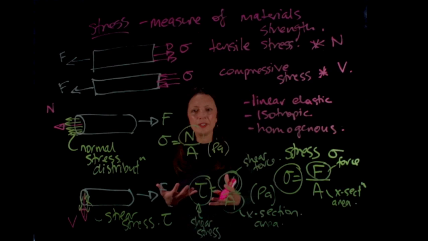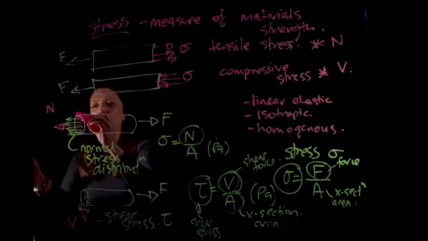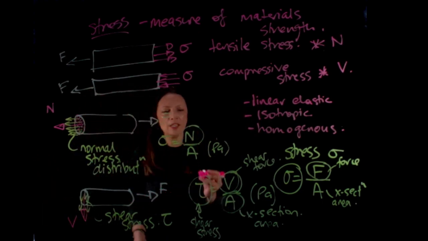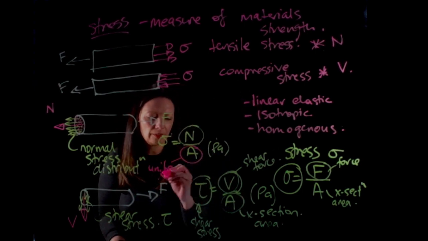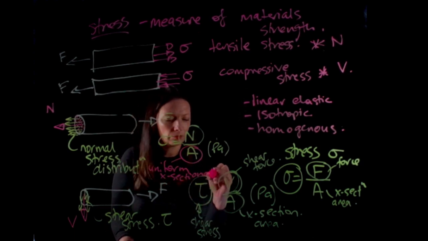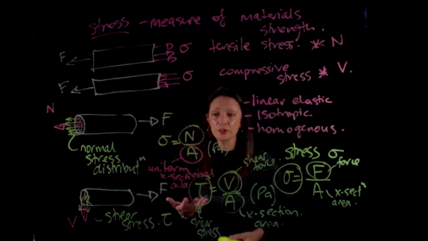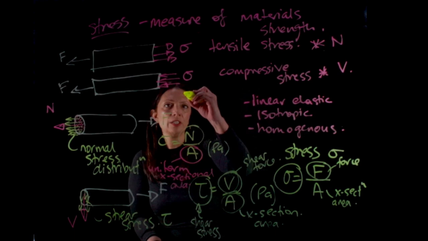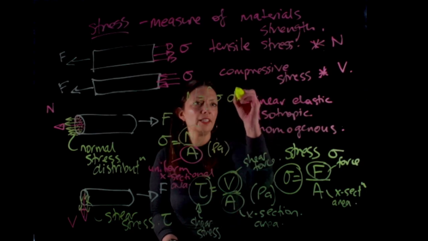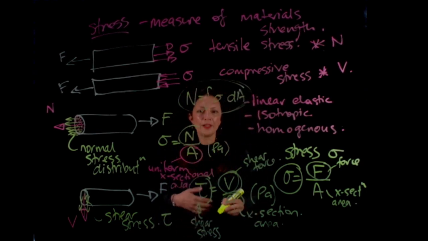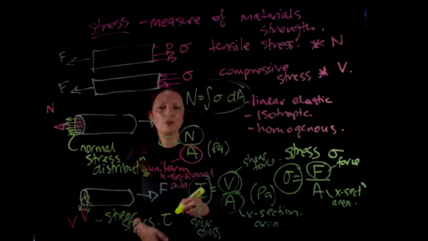So what happens if I actually vary the cross-sectional area? Because right now, all my areas are uniform. So this describes uniform cross-sectional area. If it's not uniform, I'm going to actually have an integral. So my force is going to be an integral of the stress dA. But in, I think, all the problems that we solve, we're looking at uniform cross-sectional areas.